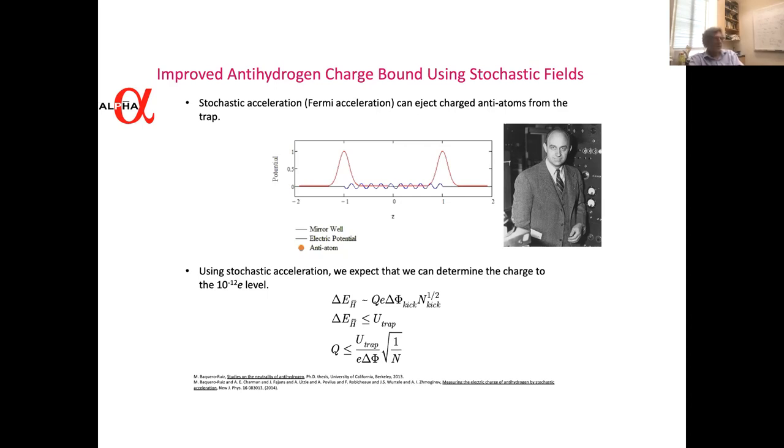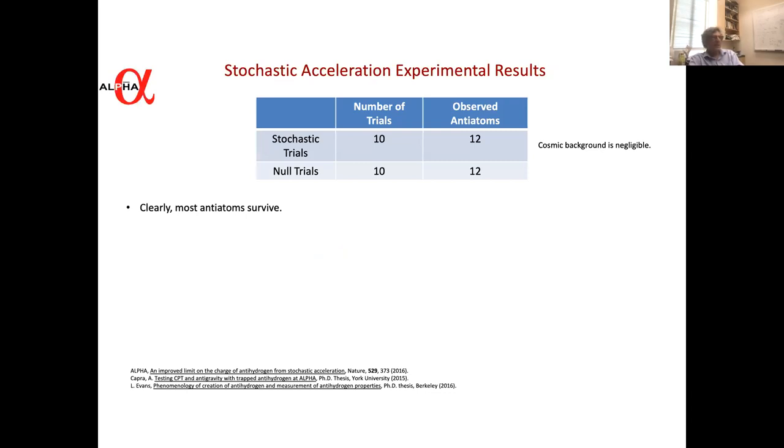So the charge is limited by the potential on the trap. And so we did some experiments. Oh, cosmic background is negligible. Remember those cosmic rays from the very beginning? A cosmic ray can come down into our experiment. How do you know that cosmic ray is an antihydrogen or not? Your detector will go off. So if a background event from cosmic rays confuses you, that's an error in your experiment, and you have to account for that. You have to minimize it. And we do all sorts of things to minimize the impact of cosmic rays.